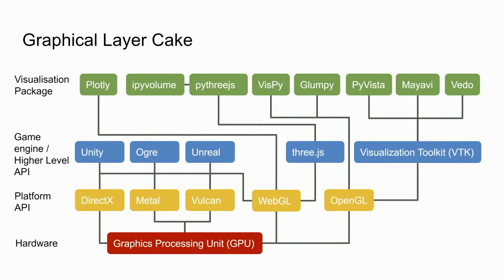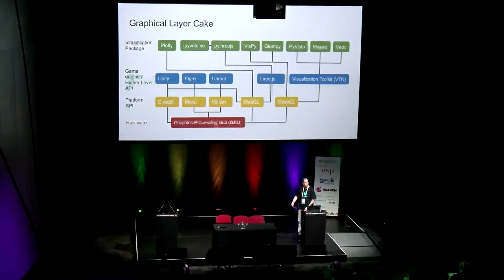So I've done my own kind of mini map of part of the 3D visualization ecosystem in Python. Down the bottom in red, I've drawn what is supposed to represent the actual physical graphics processing unit hardware, so your NVIDIA cards or your AMD cards or Intel cards and the like. And I'm not going to go that close to the metal in this presentation.